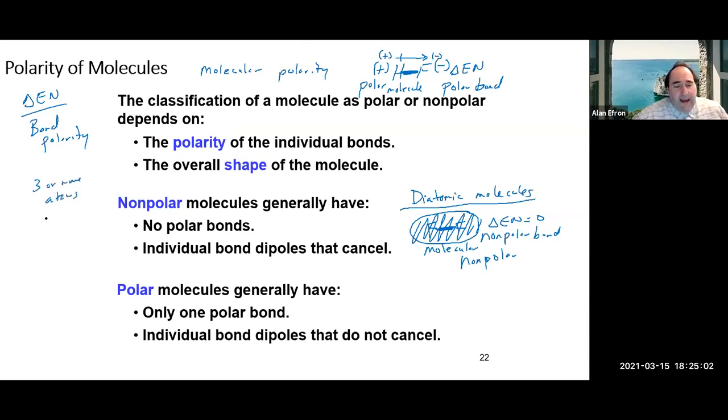You have to look at, are there polar bonds? And you have to look at the molecular geometry.